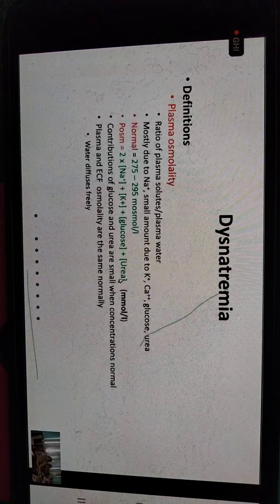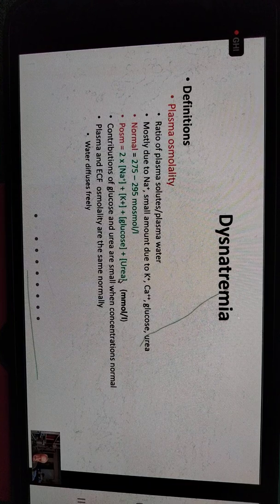Okay. So the next concept is plasma osmolarity. That's the ratio of plasma solutes like sodium, potassium, calcium, glucose, urea, etc. to the amount of water that's there in the plasma. And that's a very important concept because it controls how much fluid is in the vascular space, how much is in the cells, and every place else.